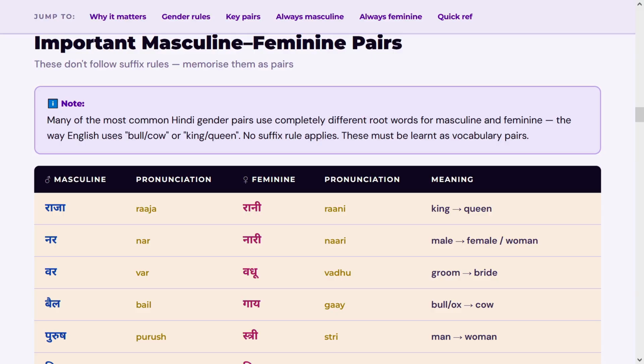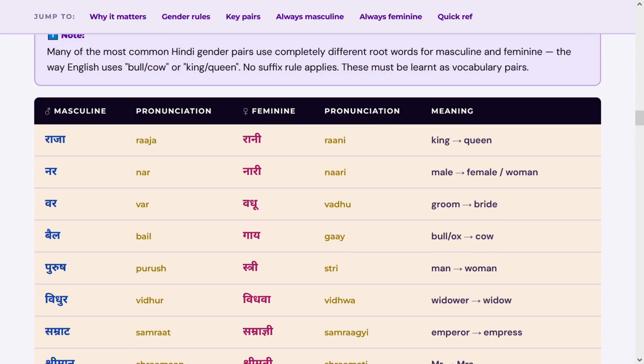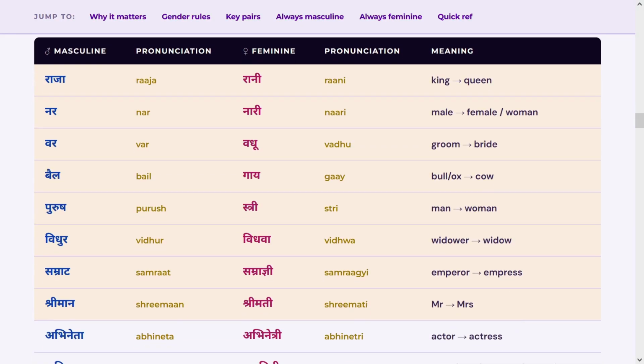This vocabulary should come naturally to you, and that's why I am teaching you the word pairs directly, because most of them do not follow rules, and they are also highly used in Hindi while talking about context. So let's get started. Like raja, rani, king, queen. Nar, nari, male, female.